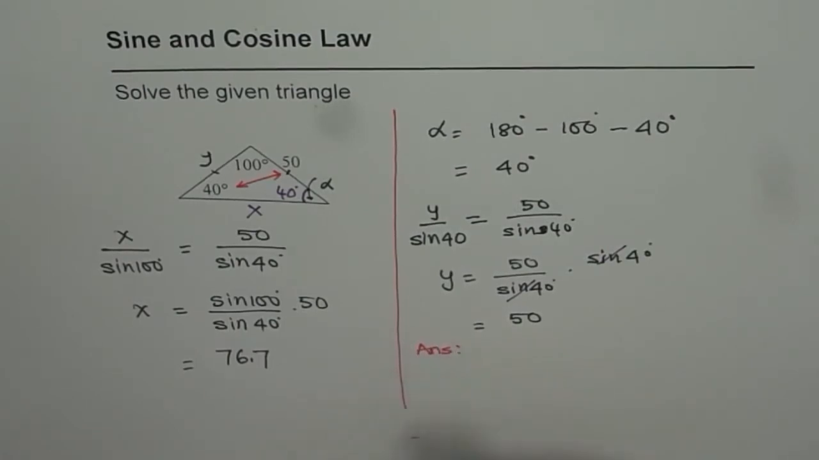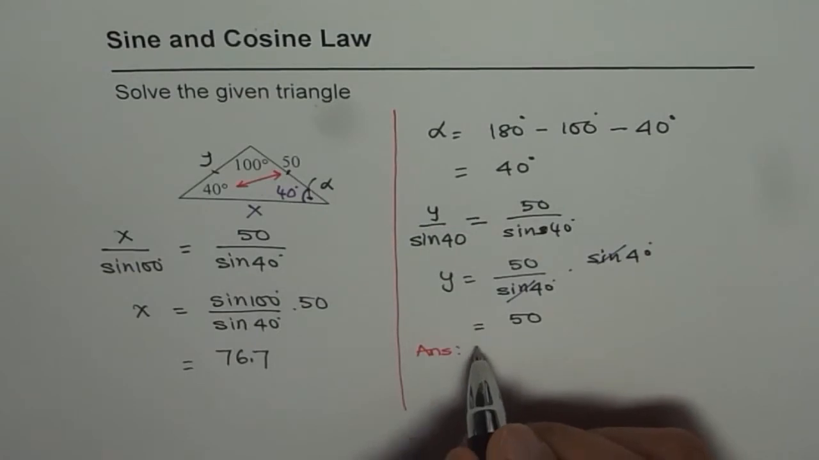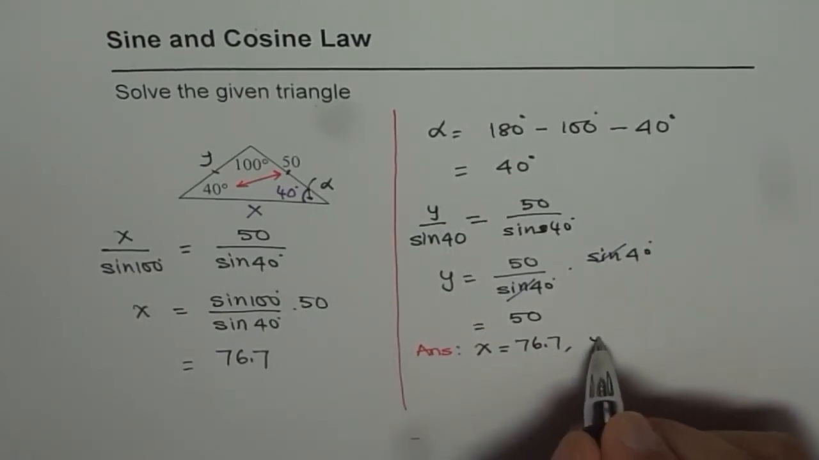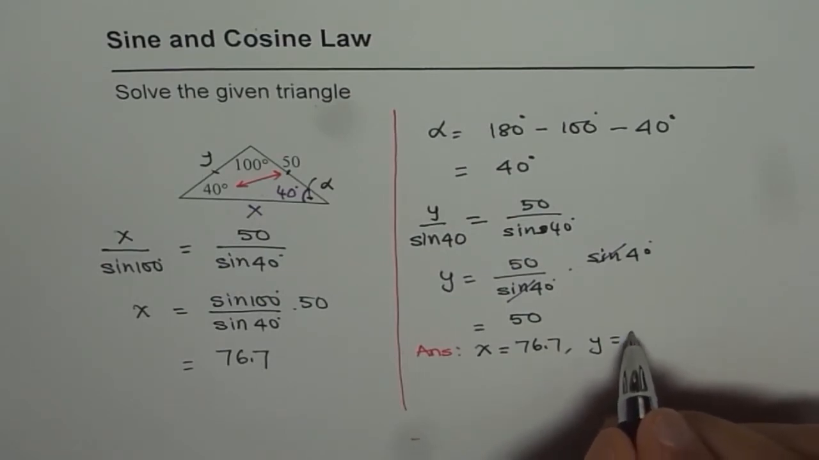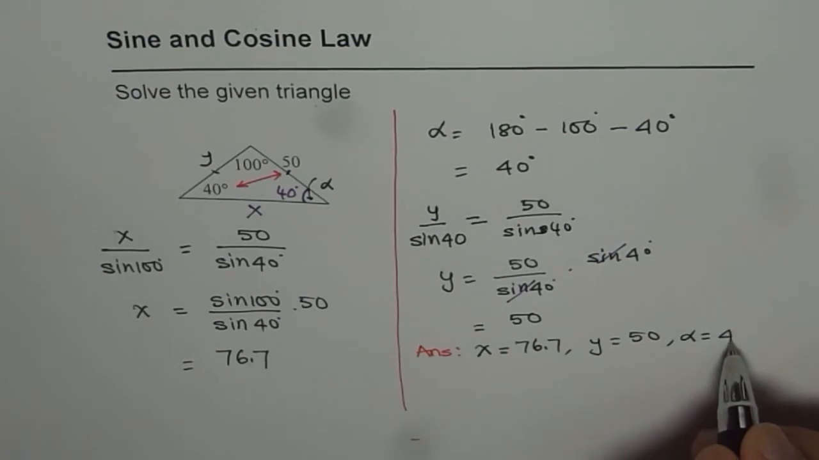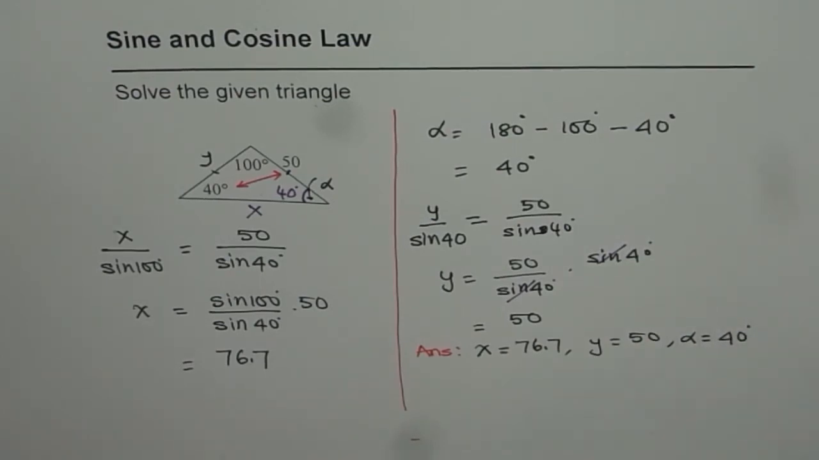Now we can write down our answer. That's an isosceles triangle with sides x equals 76.7, y equals 50, and the unknown angle alpha equals 40 degrees. So that's how we can solve it.